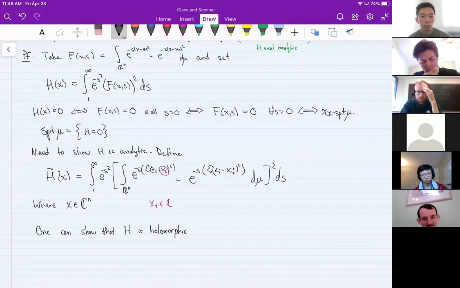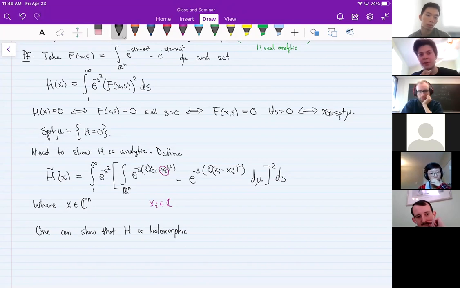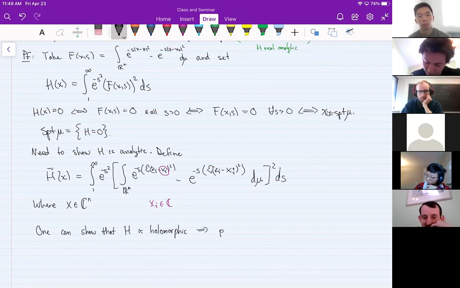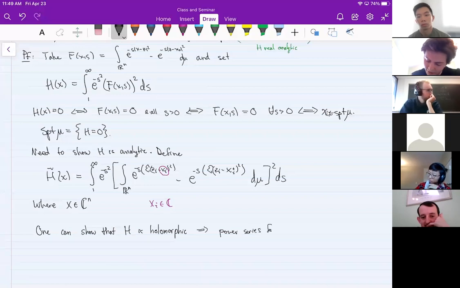And so once we've shown that this thing is holomorphic, it has a power series expansion. And that power series, when you restrict to these xi being real numbers, is a power series for my function h. So that shows that h locally has this power series, which means that it's real analytic. Okay, so that implies a power series for h tilde.